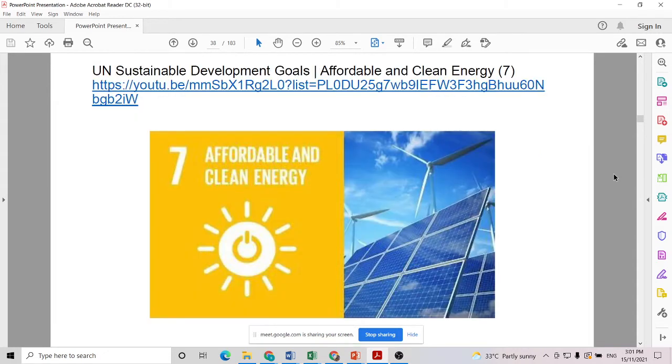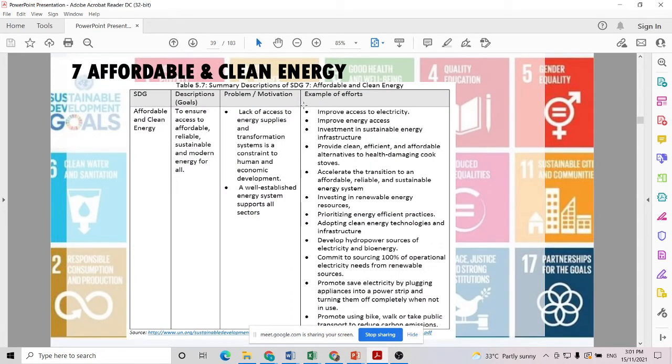Okay, so how do you do that? Basically this is the effort: improving access to electricity, improving energy access, investing more in sustainable energy infrastructure. Provide clean, efficient and affordable alternatives to health-damaging cooking fuels. Accelerate the transition to an affordable, reliable and sustainable energy system. And so on and so forth. So that is when we talk about clean energy.